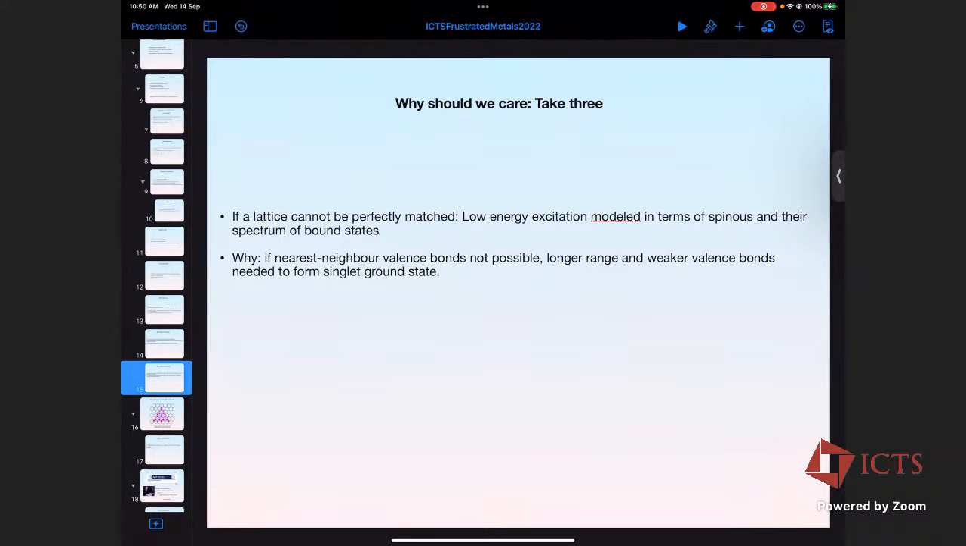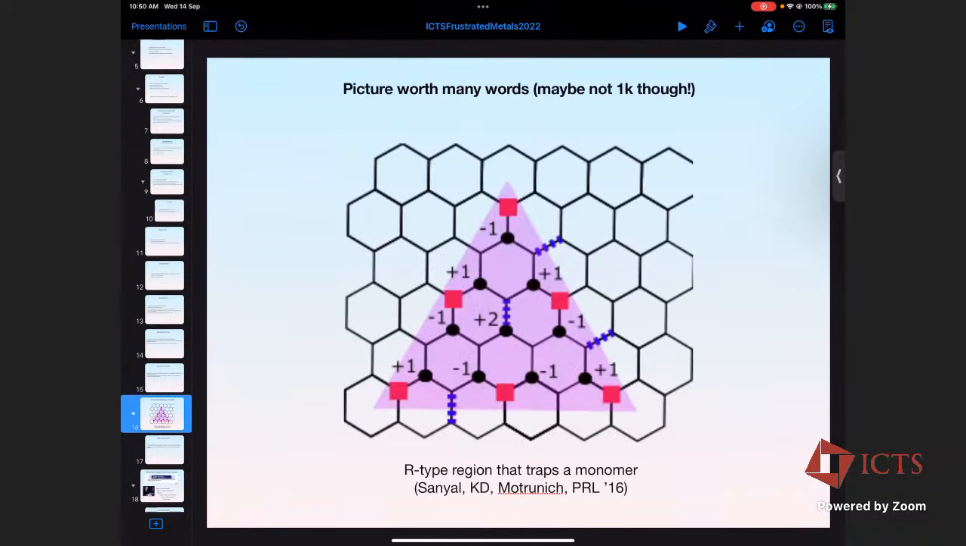So I think I should start with a picture because, as we know, pictures are supposed to be worth 1,000 words. So this may not be worth 1,000, but it's worth a lot, I think, for me at least. So this is how we started thinking about it. We were looking at a completely different problem, and we were talking of diluting the honeycomb lattice. And I'll mention why we were doing this in a different context later.